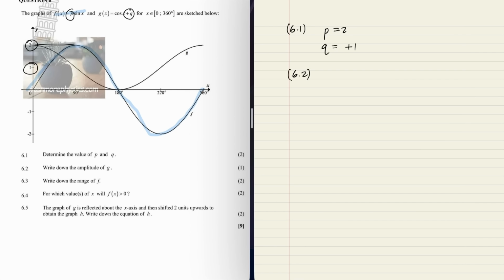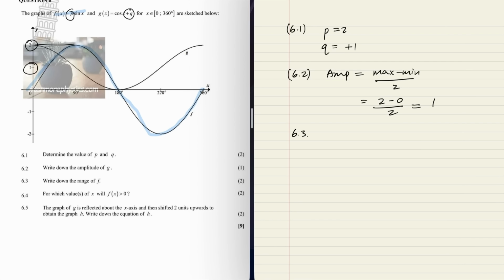Question 6.2. Write down the amplitude of g. To calculate the amplitude of any graph, amplitude is equal to maximum minus minimum, divided by 2. So the maximum of g is 2, the minimum is 0, divided by 2, and so the amplitude is 1.